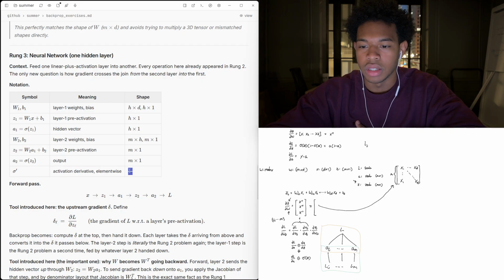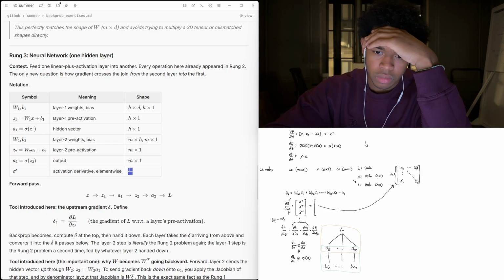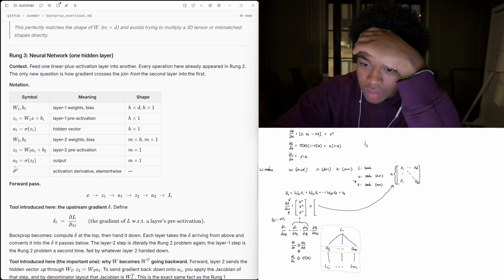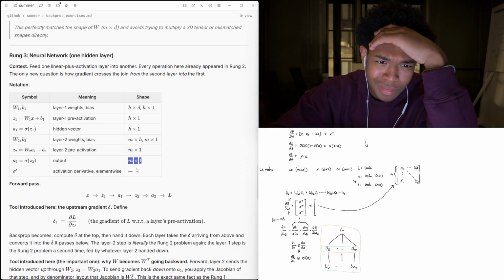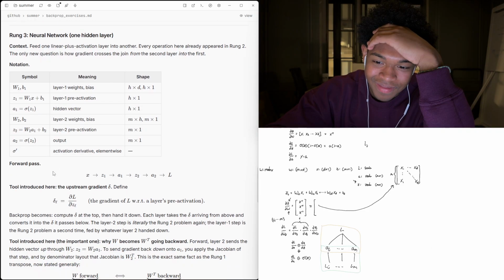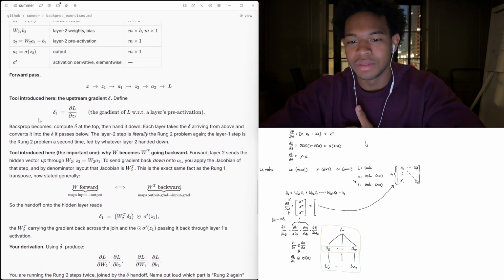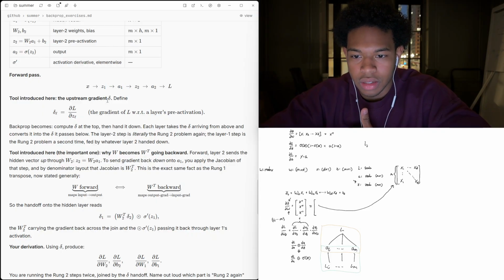Why would we take this out? Are you hiding this from me? Are you telling me that it matches M1? What? That doesn't make any sense. Whatever. Tool introduced here: the upstream gradient.